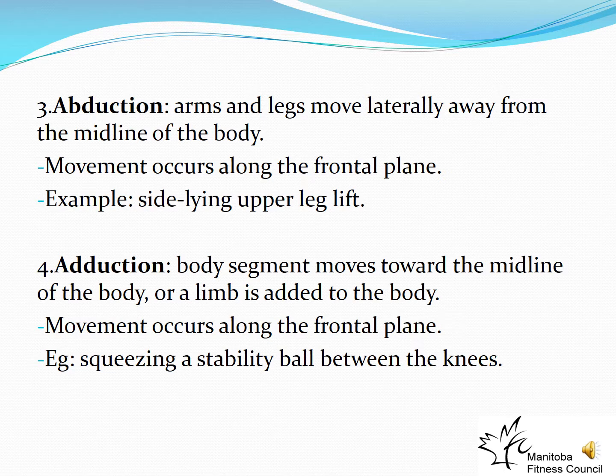So on abduction, your arms or your legs will move laterally away from the midline of the body. So if you're picturing a jumping jack, picture as you jump outwards into the star position. That is abduction. You'd be doing it with your shoulder and your hip. Abduction. You moved away from the midline of the body. This is happening in the frontal plane.